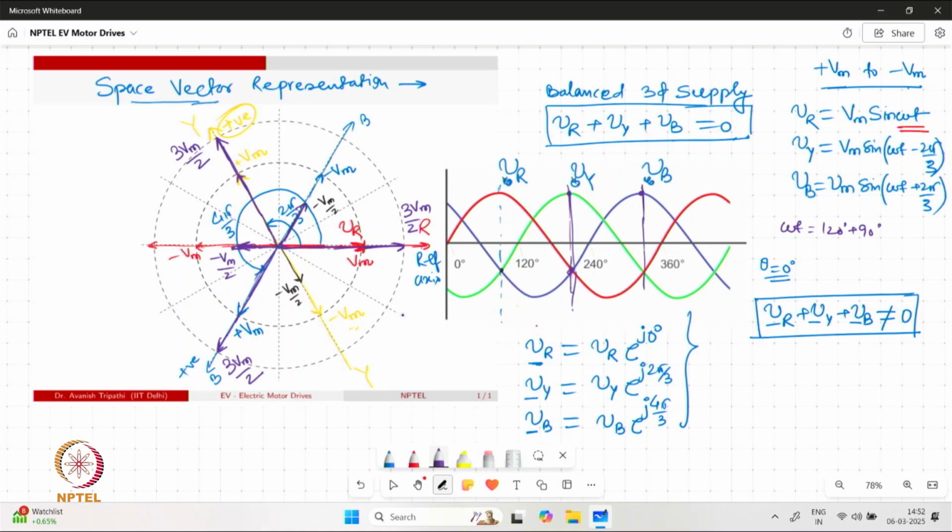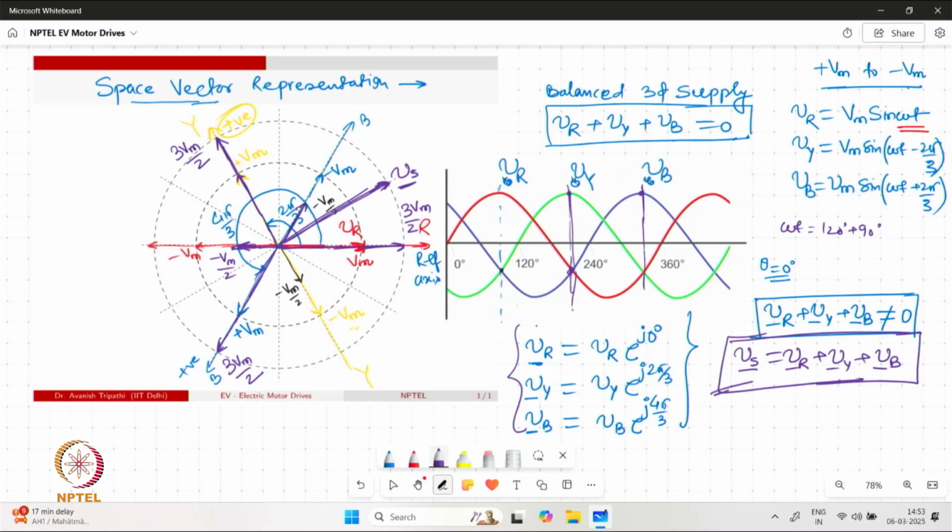So what we find is that this vector, which we can in general call the voltage vector Vs, is the net sum of these three vectors. This is what we mean by the net sum. This vector is actually rotating with the speed omega on this circle, and it is having a magnitude of 3 Vm by 2.